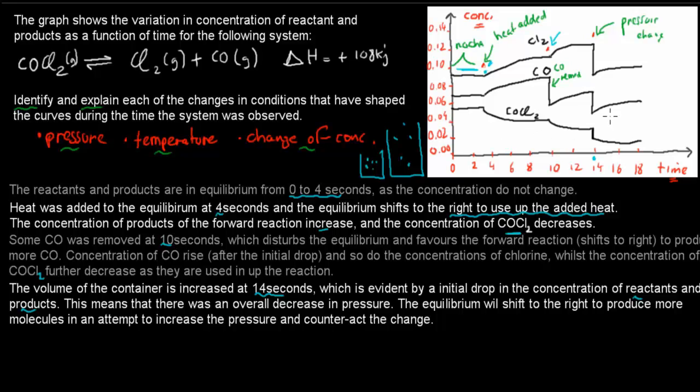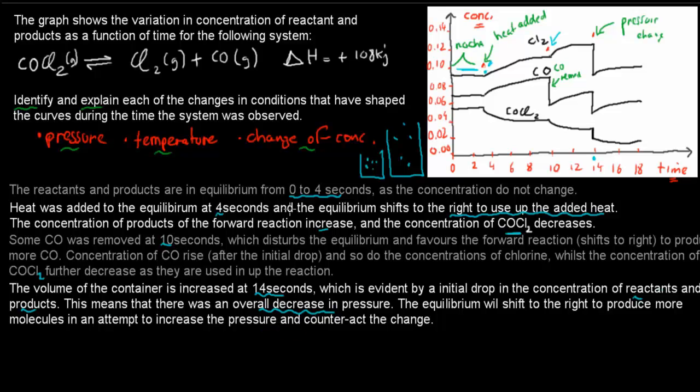Obviously, if we decrease the concentration, that means we've increased the volume, that means we've decreased the pressure. Which is evident by the initial drop in concentrations of the reactants and products. This means there was an overall decrease in pressure because we've increased the volume. The equilibrium will shift to the right. So again, it will shift to the right, and in every case it will shift to the right, to produce more molecules in an attempt to increase the pressure and counteract the change.